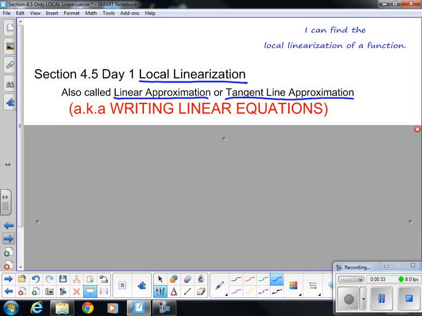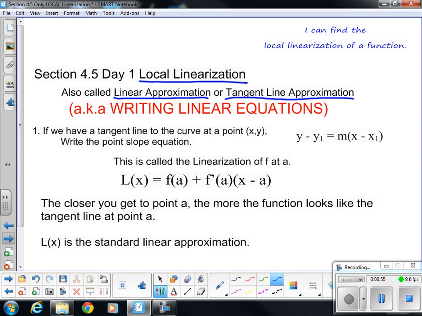Basically, all this is an Algebra 1 problem, writing linear equations. The only thing that's different about this is we have to find the slope, which means we take the derivative and find the slope because the derivative is the slope of the tangent line. And all this is writing lines, and you're going to see that in just a minute. But it takes on a little bit different look when you're finding the derivative.